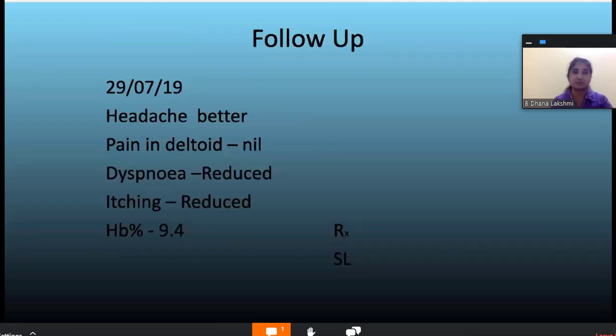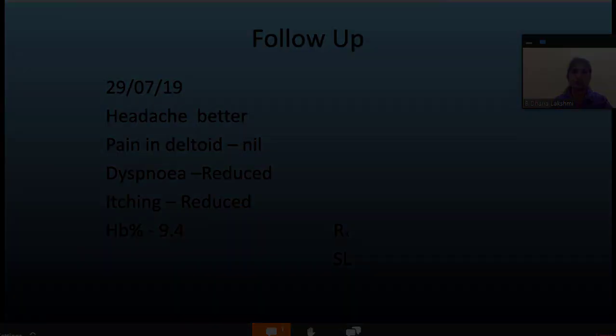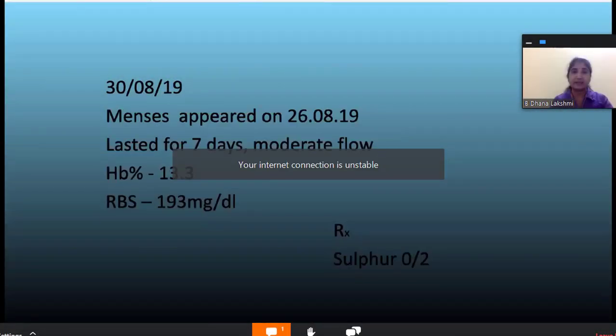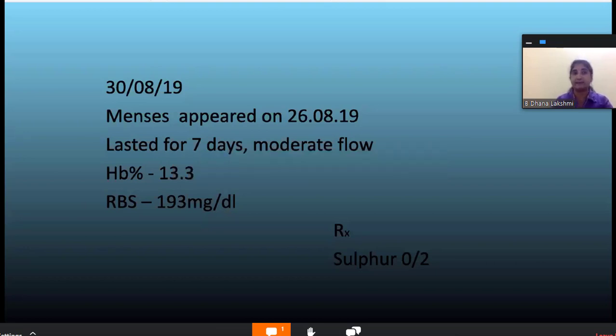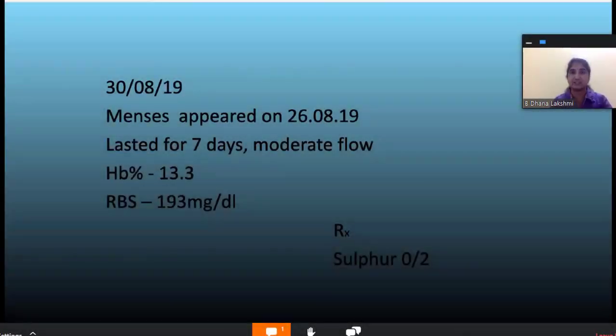She was doing better with the headache. The dyspnea was reducing. The Hb was improving. The bleeding, the menorrhagia, had stopped, and the next menstrual cycle appeared on 26-8. This menstrual cycle lasted just 7 days with moderate flow. She was so happy. The Hb level was 13.3 without any hematinics, and the random blood sugar was 193 without any anti-diabetics, only with Sulphur 0/1, which was based on the generals I gave her.